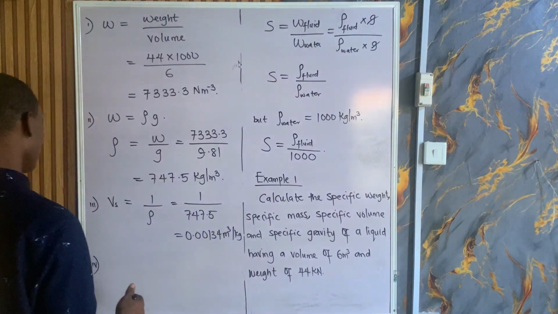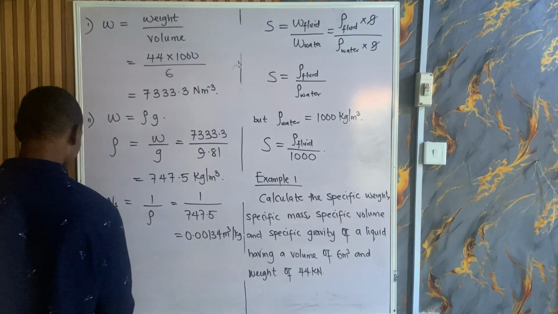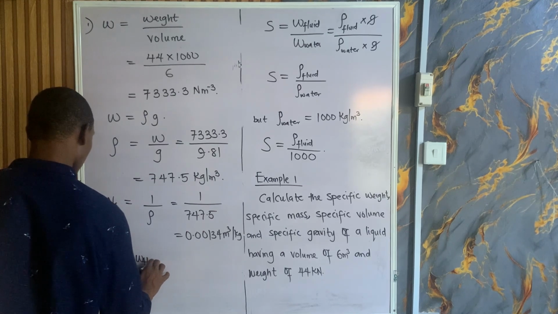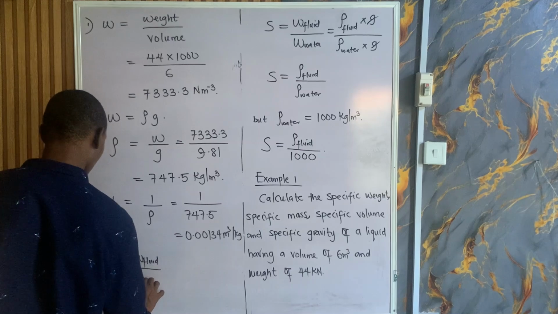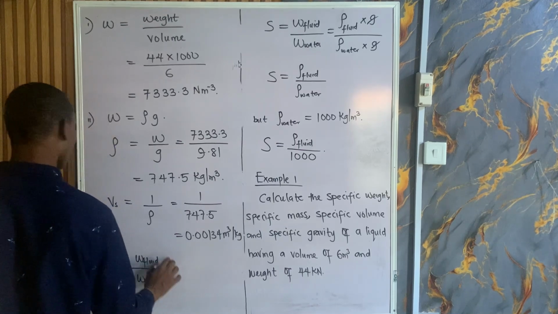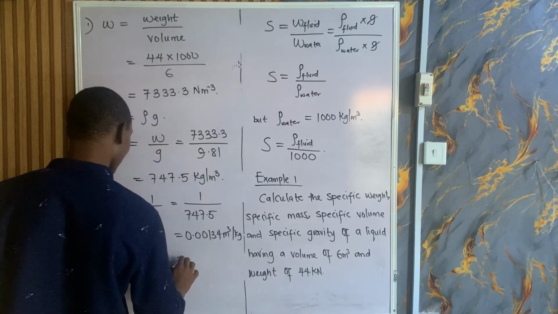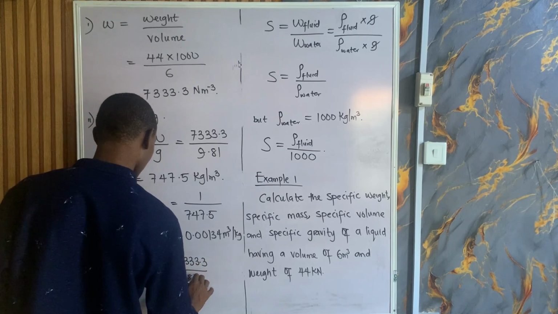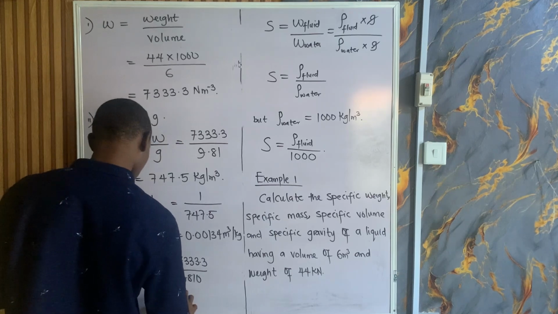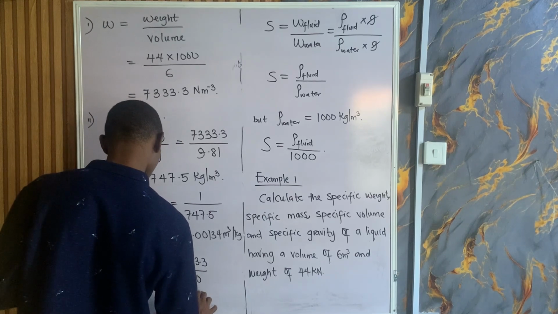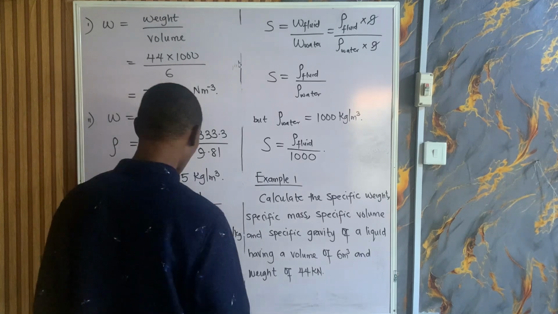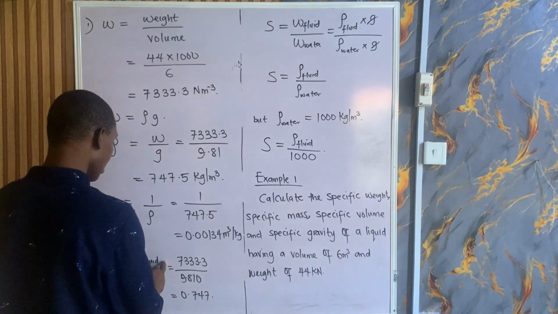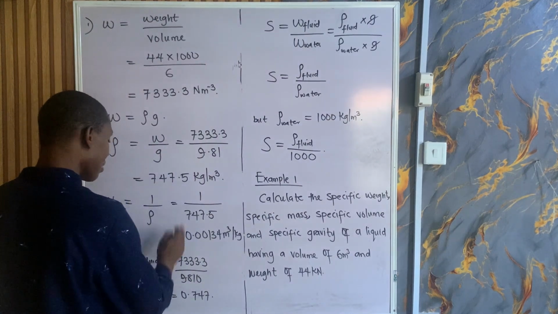Well, we can use the two relationships. Any of them will give us the same answer. We can say that specific gravity is equal to specific weight of the fluid over specific weight of water. We've gotten specific weight of the fluid, that's the first thing we did. That's 7333.3 divided by 9810. This will give us 0.747, and it does not have units. Specific gravity does not have units, because this is measured in Newton per meter cube, and this is measured in Newton per meter cube. They will eliminate each other.